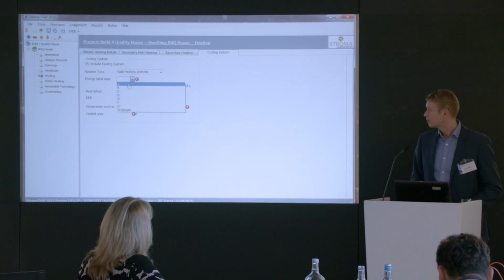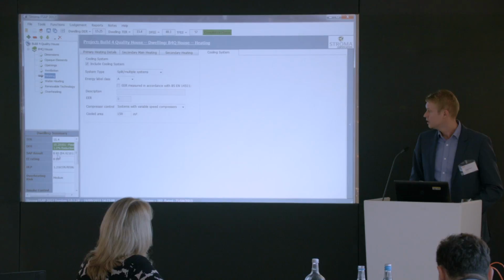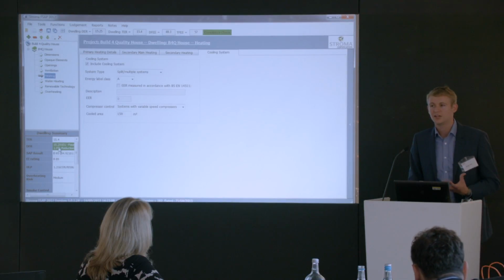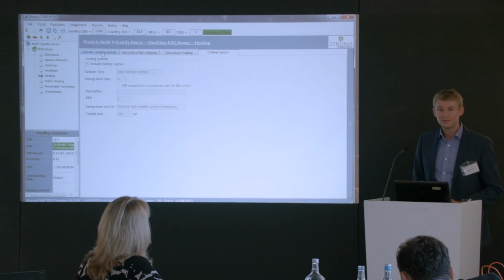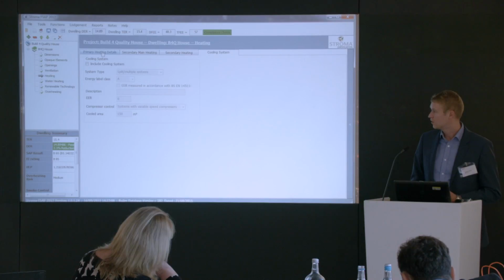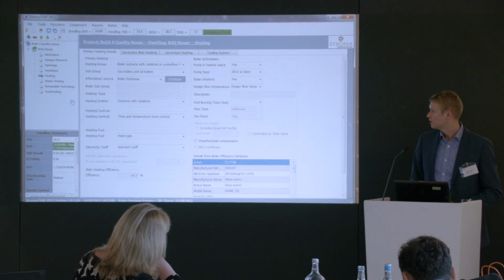So if we did have, let's say, an A-rated, energy efficient property, what's the area of this property? Let's say it's 150 square metres. It's made the performance of the calculation slightly worse by incorporating a comfort cooling system. It actually hasn't made it that much worse. So you tend to find that sometimes it might not be as much of a negative impact as you might think it would be. So that's our heating system.